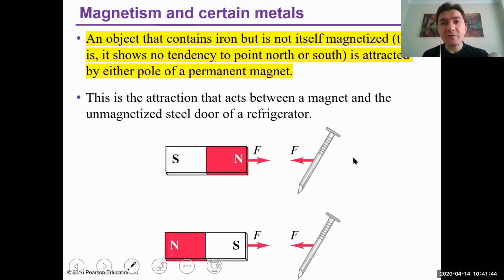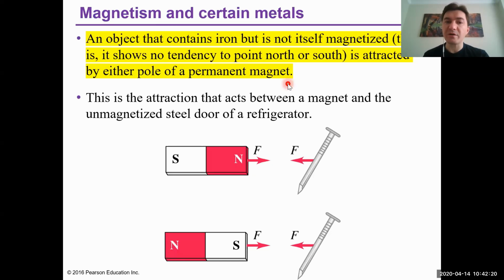And very important information. Let's consider that here you have a magnet bar and you have another metal object which contains iron, okay? So what will happen in between? An object that contains iron but is not itself magnetized. Let's consider that this is not magnetized at the beginning, but an object that contains iron is attracted by either pole of a permanent magnet.